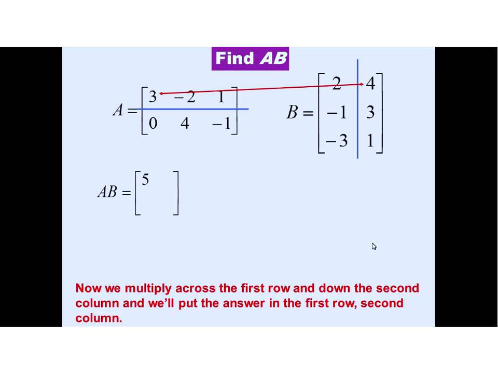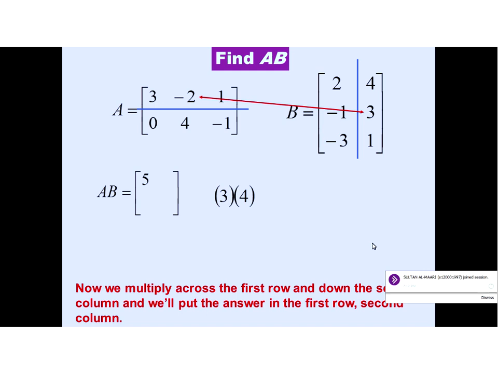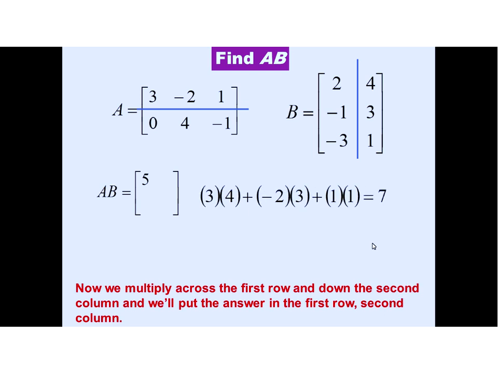So again I multiply 3 multiplied by 4 and plus minus 2 multiplied by 3, and I write it over here. And again what do I have to multiply next? 1 multiplied by 1. So I get the 7. Now I write this 7 inside the matrix. This is our matrix. Now again, where do we move?